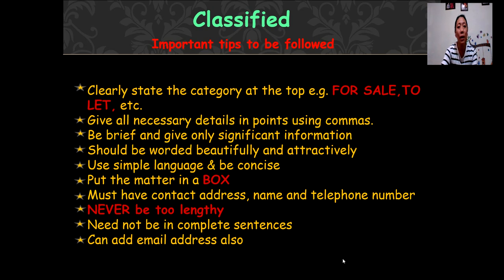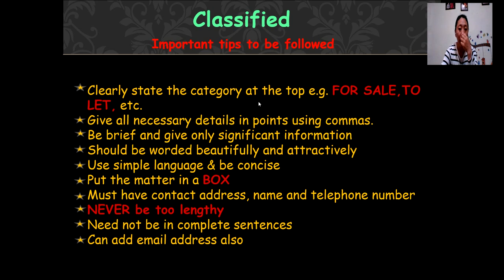Okay, the first thing is clearly state the category at the top, that is for sale or to let. So here you need to mention why you are drafting this advertisement. You need to mention if it is for sale, that means you are selling a product, that too at a discounted rate. For example, you have a two-wheeler and you no longer need it, you can sell it. All right, but the caption that you need to use is for sale. That should also be written in capital letters. To let means, suppose you have a house and you want to give it for rent, you can write under the caption of to let.